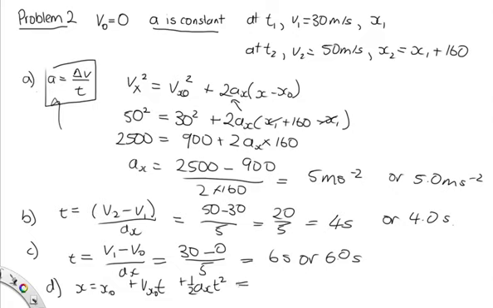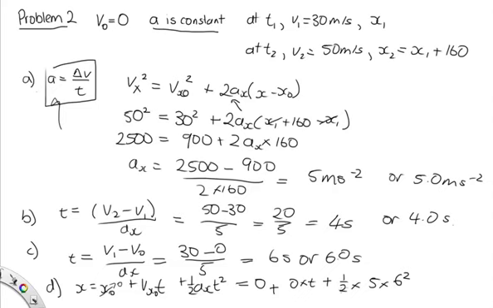Initially it's at the origin, so x0 is 0. So this is 0 plus the initial velocity, which is 0, times t, plus a half times the acceleration, which is our 5 meters per second squared, times t squared. It took 6 seconds to get up to 30 meters per second, so this is times 6 squared.